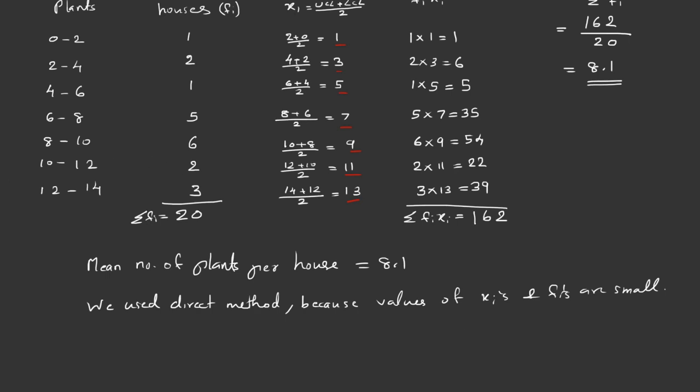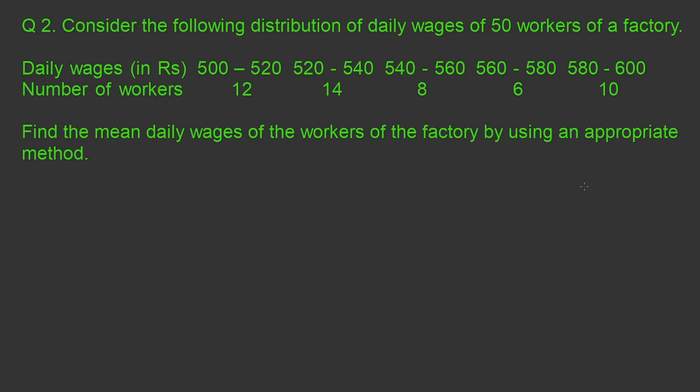Now we are moving to the second question. Question number 2 in the exercise. Consider the following distribution of daily wages of 50 workers of a factory. Data is given. Find the mean daily wages of the workers of the factory by using an appropriate method.